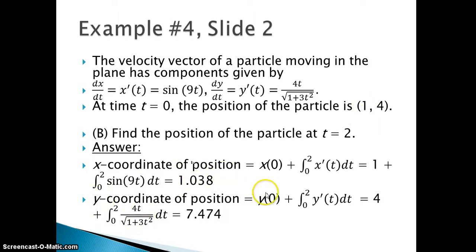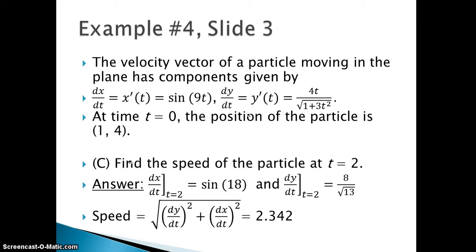Our y-coordinate is found in the same way. We're going to take y of 0, and add to that the integral from 0 to 2 of y prime of t dt. Don't forget your initial conditions. They're very important here. In this case, our y initial condition is 4, and we're going to add the integral from 0 to 2 of our y prime of t, which is 4t over the square root of 1 plus 3t squared, and we end up with 7.474. Thus, our position at time 2 is (1.038, 7.474). It's not very much different from the FTC problems that we've done before. We're just adding a new twist to this by incorporating two layers of velocity, essentially.